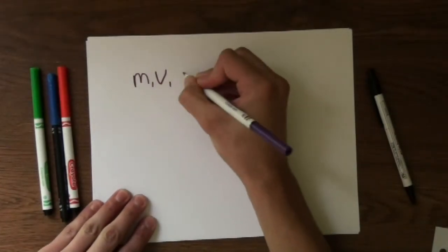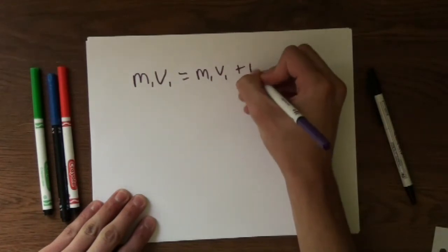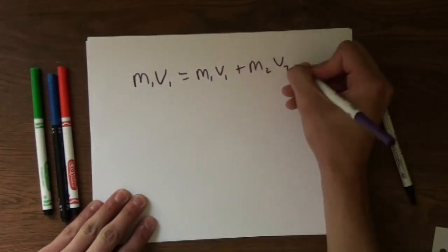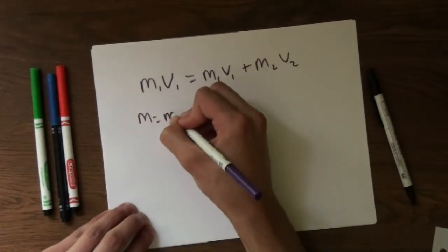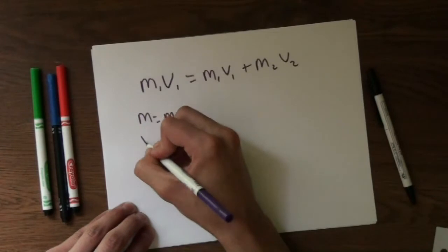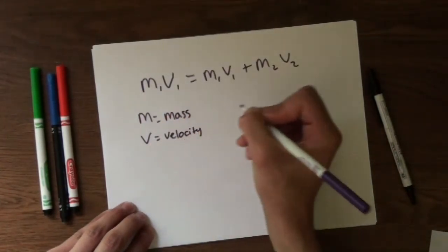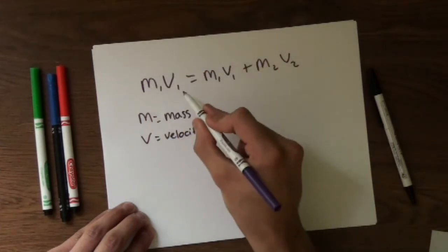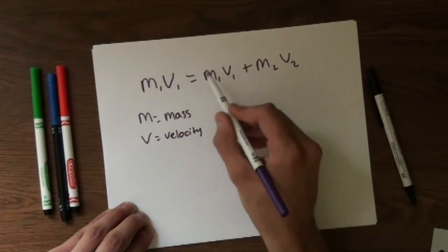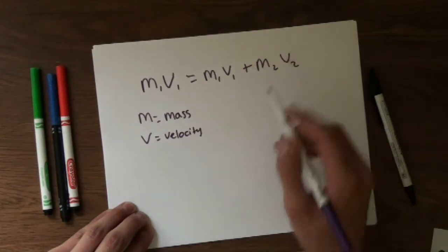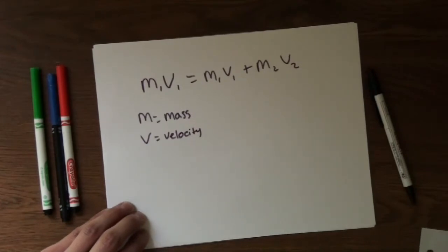m1 v1 equals m1 v1 final plus m2 v2 final. In this formula, m is mass again, v is velocity, which is speed, and in the first half of the equation, this is just the speed that the cue ball is going to reach. Second half, these are the speeds after the collision. So let's try a word problem with this formula.